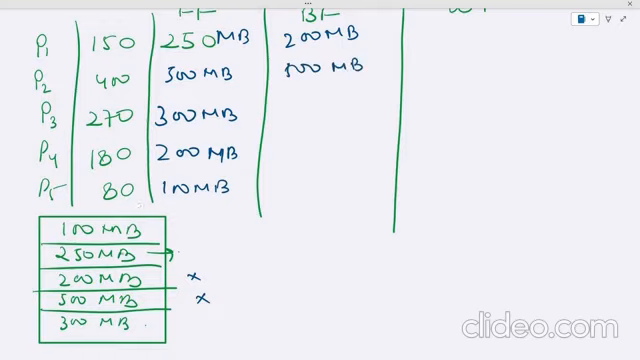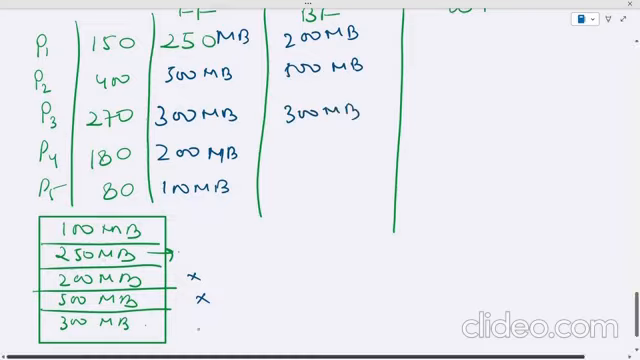P3 is 270. Similar case: 100 we cannot provide to P3 because the size is less than the process size. 250 and 300: we choose the block which gives less internal fragmentation. 270 with 300 leaves only 30, and only one block is left, which is 300. So definitely P3 goes to 300, because 250 is less than the process size of 270. Only one block is left, the last one.